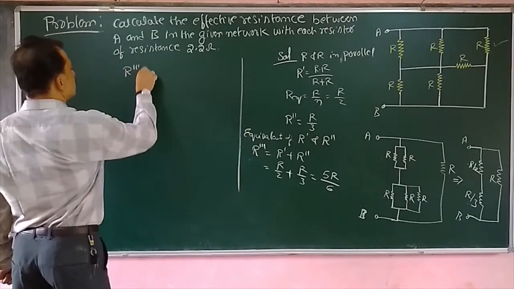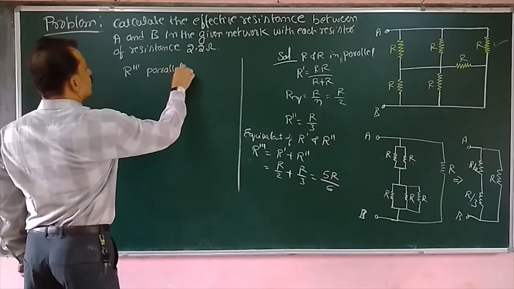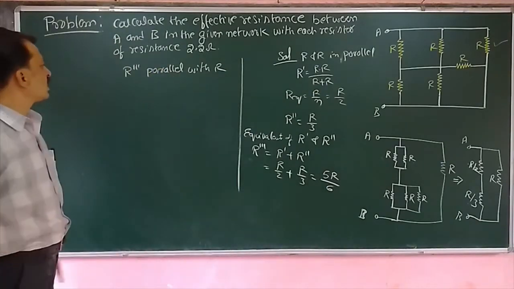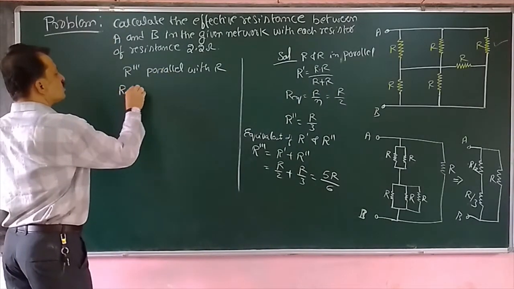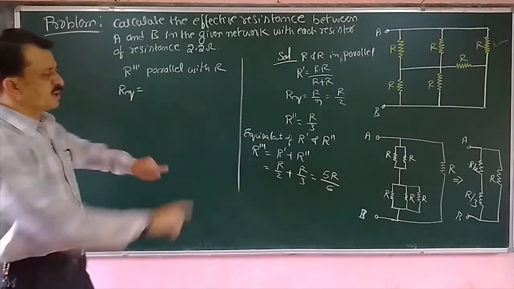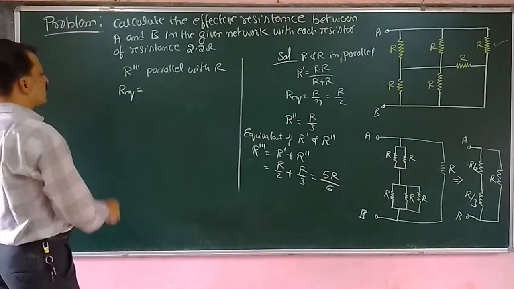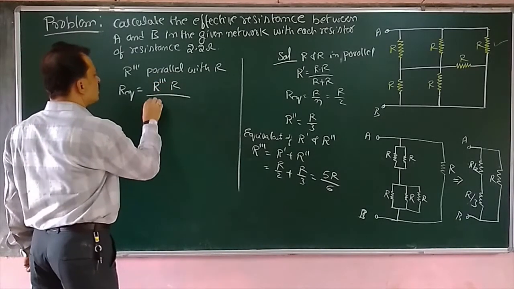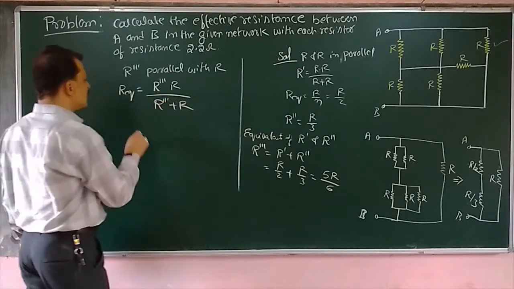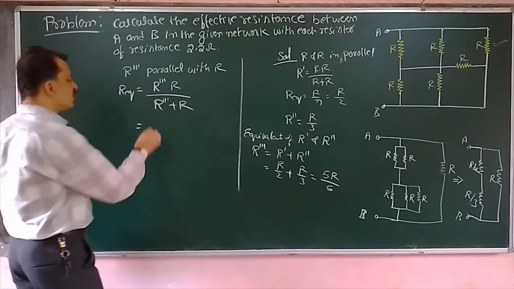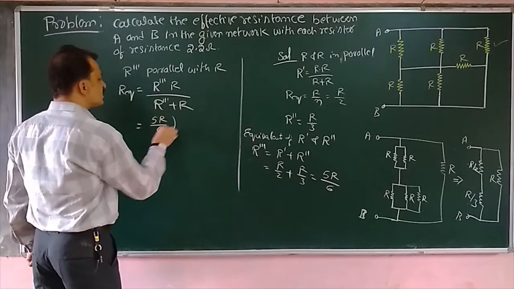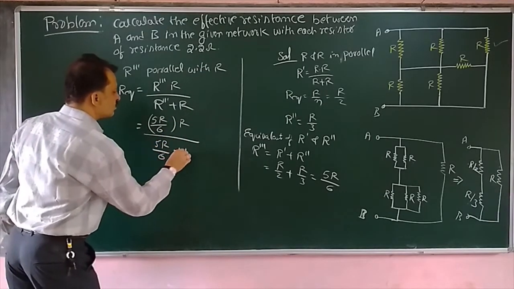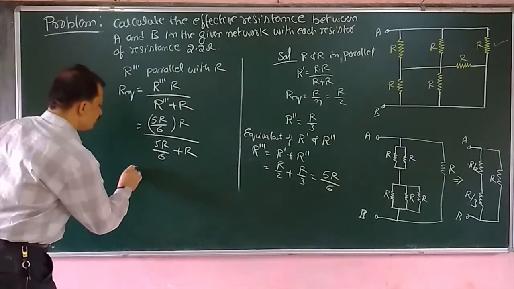R triple dash is in parallel with the last resistor R. Therefore the final equivalent resistance of the network across AB is equal to R triple dash into R divided by R triple dash plus R. R triple dash is 5R by 6, so it is 5R by 6 into R divided by 5R by 6 plus R. Just simplify this one.